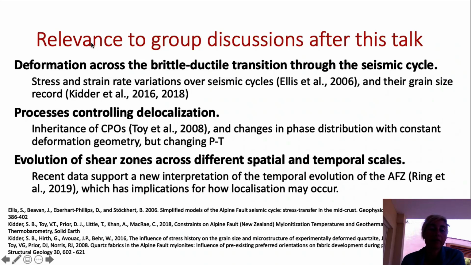And finally, related to the evolution of shear zones across different spatial and temporal scales, well, I'm going to focus on large scale, which is a big crustal scale fault zone and shear zone.